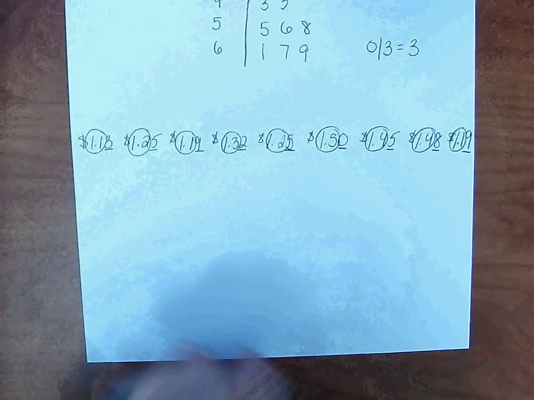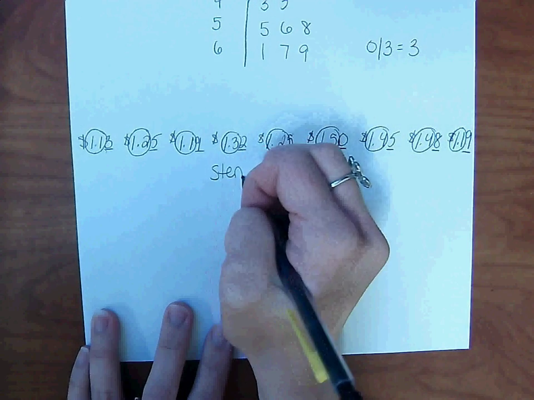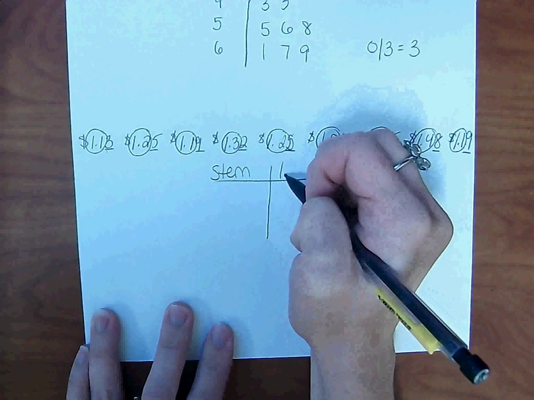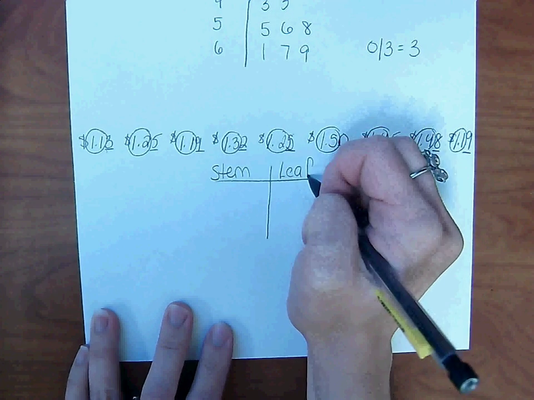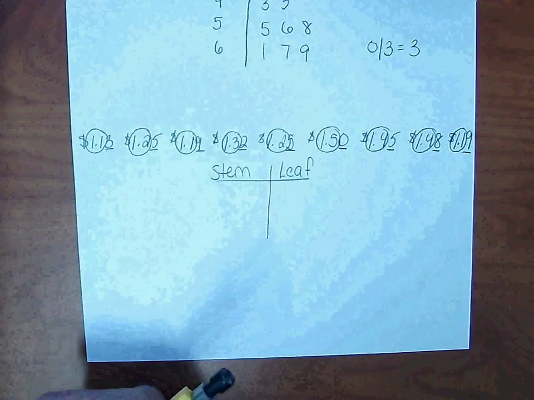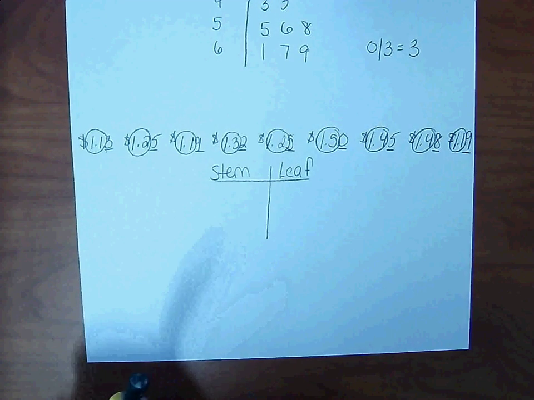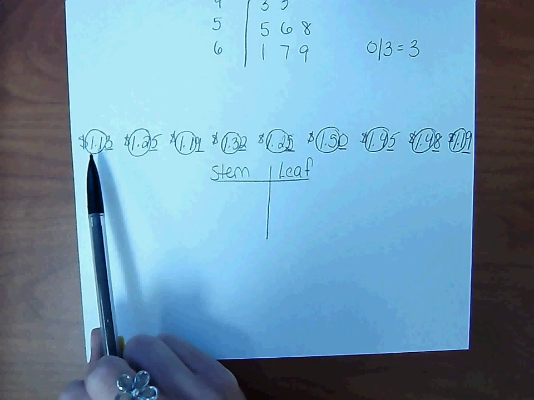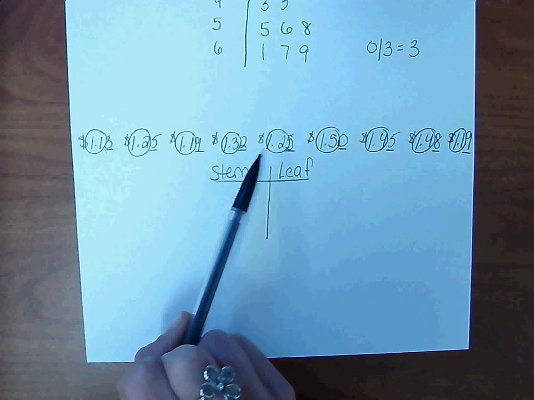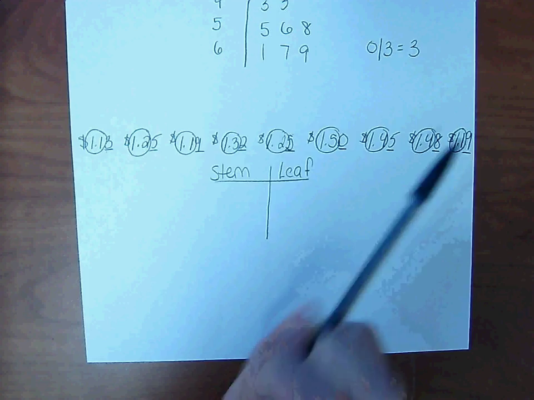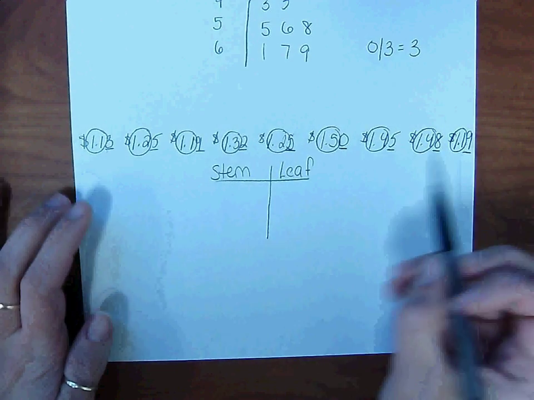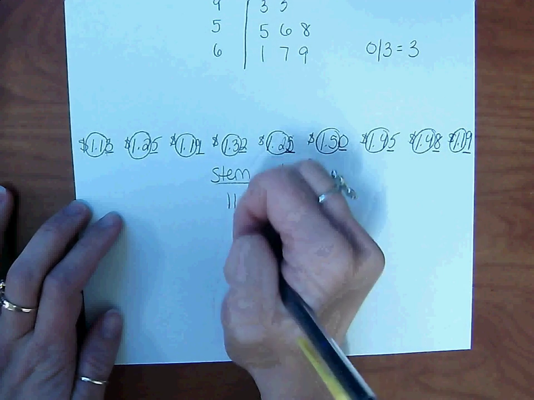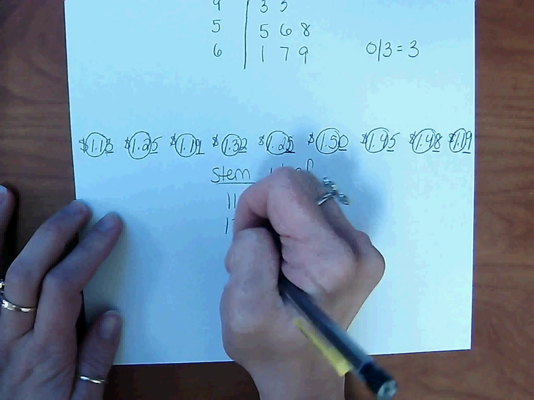So to make the stem and leaf plot, once again, I'm going to think about the circled numbers. And there are no decimals in a stem and leaf plot. So this number 1.1, we're going to think of it as 11. So we have 11, 12, 13, 15, 14, and 11. So we're going to go from 11 to 15 going down the stem column.